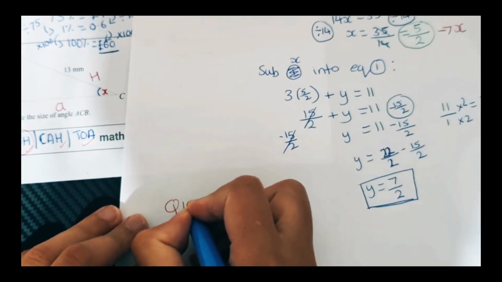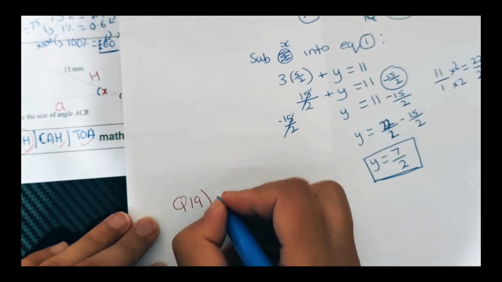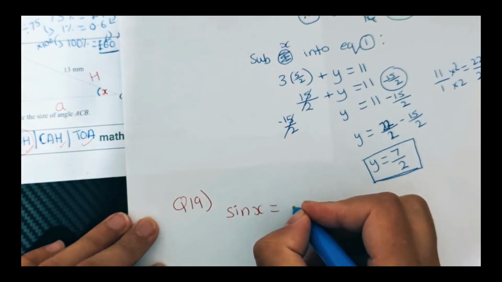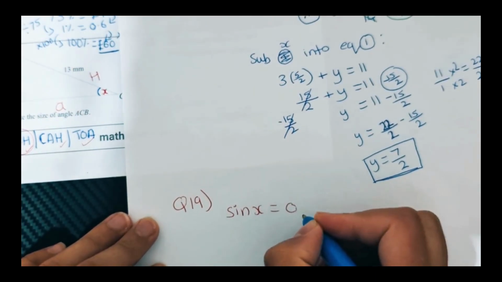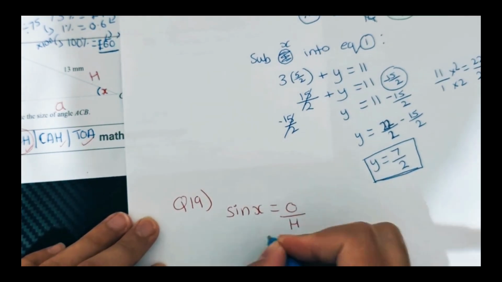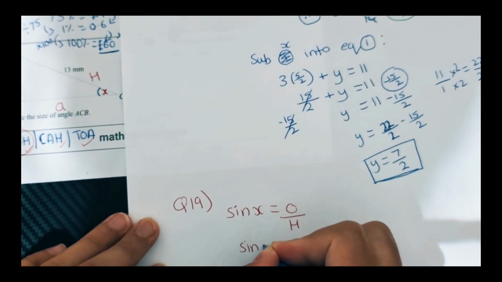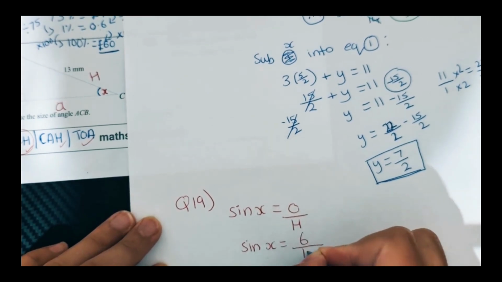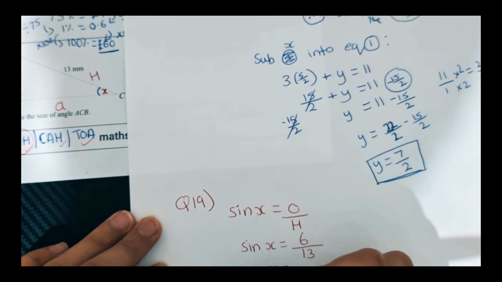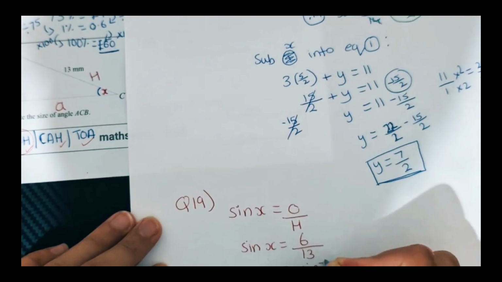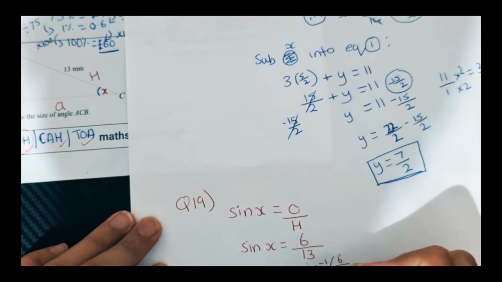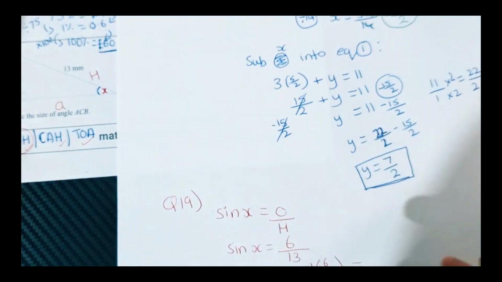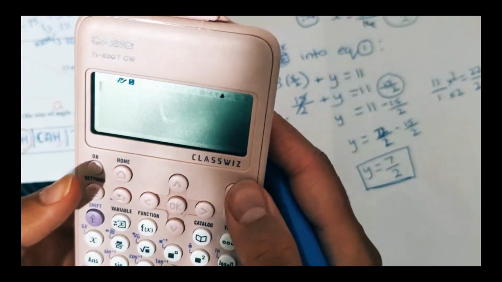So question number 19. If I've got sine x, which is what I'm trying to work out, the equation looks like this. So it's opposite over hypotenuse. So sine x equals opposite is 6 over hypotenuse is 13. Okay, so x is equal to inverse of sine 6 divided by 13. Okay, and that I can just put in my calculator and then calculate.